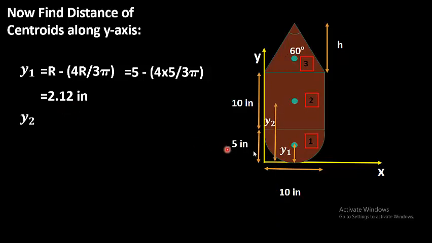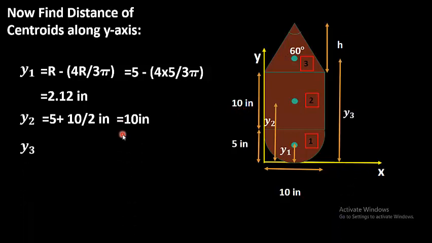So y2 is equal to the distance from this x-axis to this centroid. Now what we will do, 5, that is this 5, plus the total height is 10 inches, and the centroid lies at the center of the square, which is 10 divided by 2. So the total height comes out to be 10 inches.